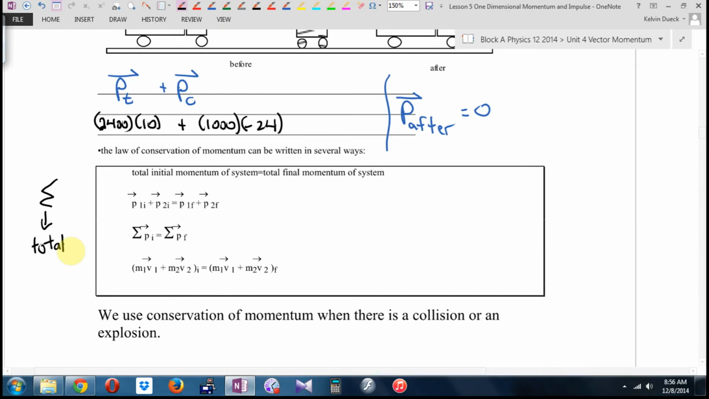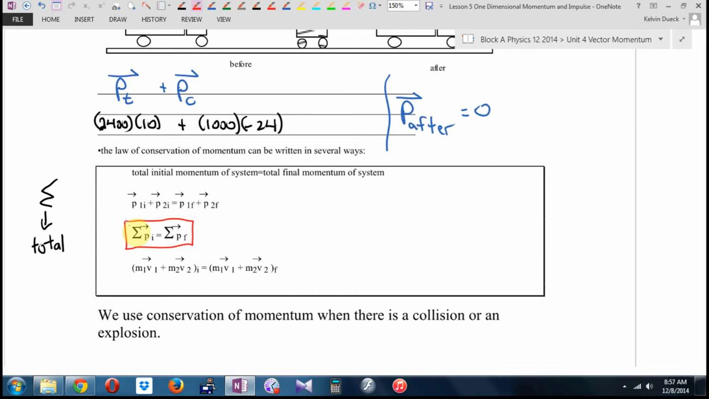So here's how you can write this. In English, the total initial momentum equals the total final momentum. Too much writing. Momentum 1 initial plus momentum 2 initial equals momentum 1 final plus momentum 2 final. Still too much writing. The sum of all the momentum before, or initial, equals the sum of all the momentum final. You know what? This is the one that I write down every time because it's the least amount of writing. It's the best bang for my buck. I know it's using some funky notation, but I like it because I can adapt it to anything.